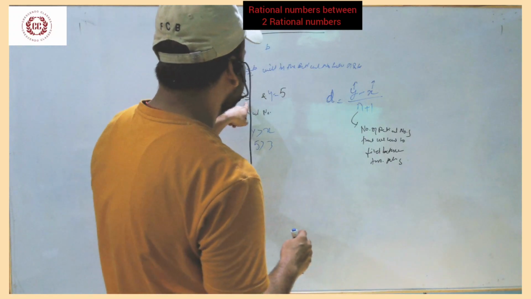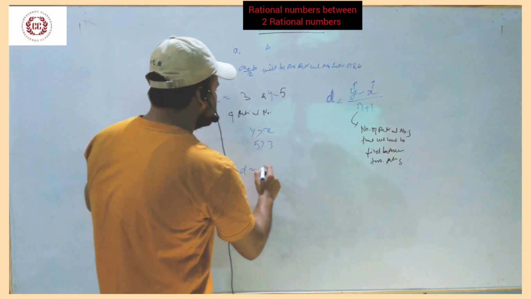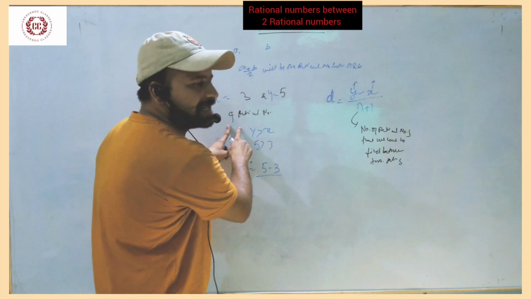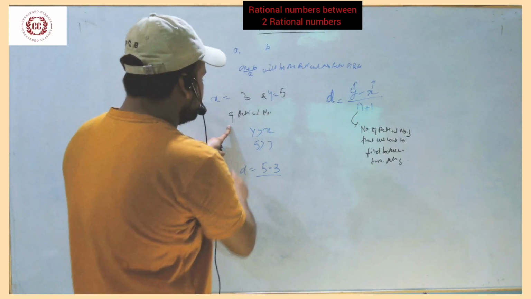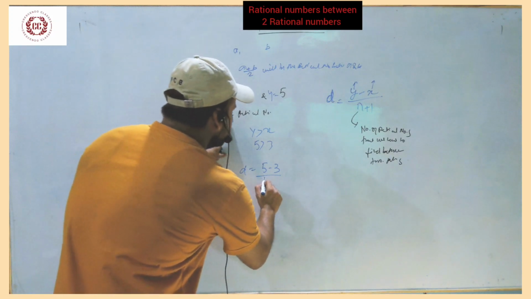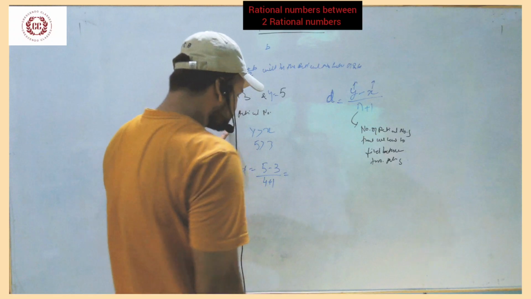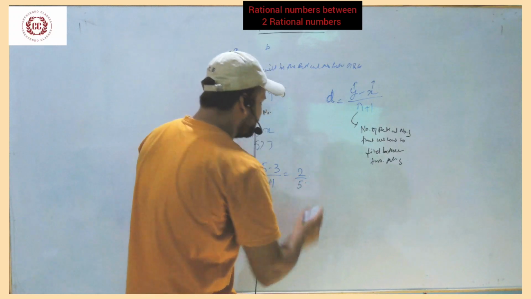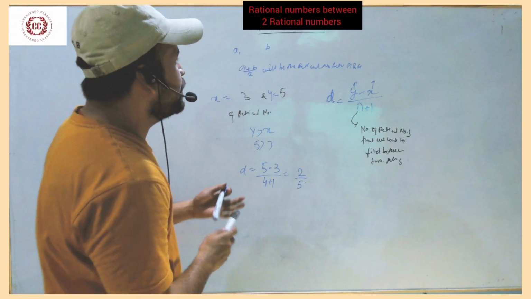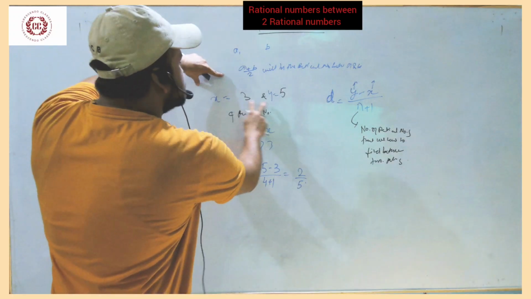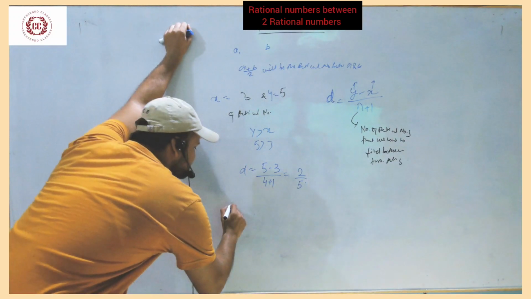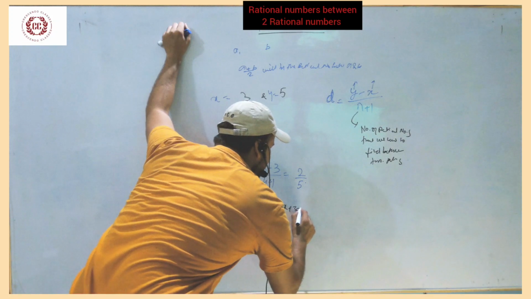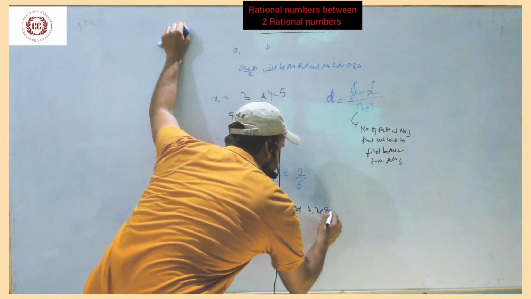Here we will find D, and D will be 5 minus 3 upon, here we have to find 4 rational numbers between 3 and 5, so in the denominator it will become 4 plus 1. This will be 5 minus 3, which is 2, and 4 plus 1 will be 5. Now how will we write the rational numbers between these two? We will write them as x plus d, x plus 2d, x plus 3d, and x plus 4d.